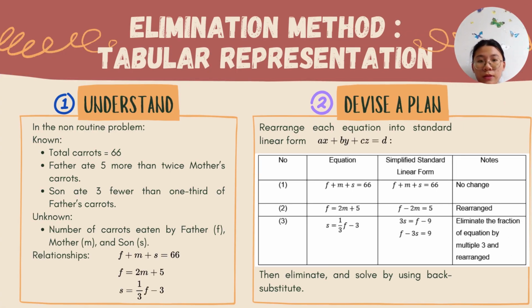Next, I will show how to use the elimination method and tabular representation to solve this question. First, we need to understand the question, which is what we have known and unknown, and what the relationship between the rabbits is. The second is we need to devise a plan. So we rearrange each equation into the standard form, and in this table we can see that the 3 equations are listed out and simplified in the standard linear form. Next, we need to eliminate variables and solve by back substitution.